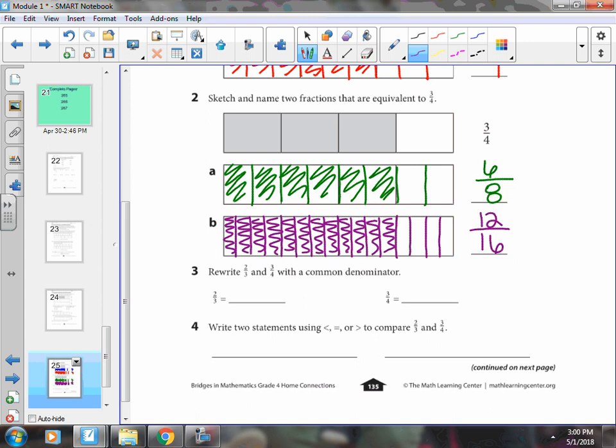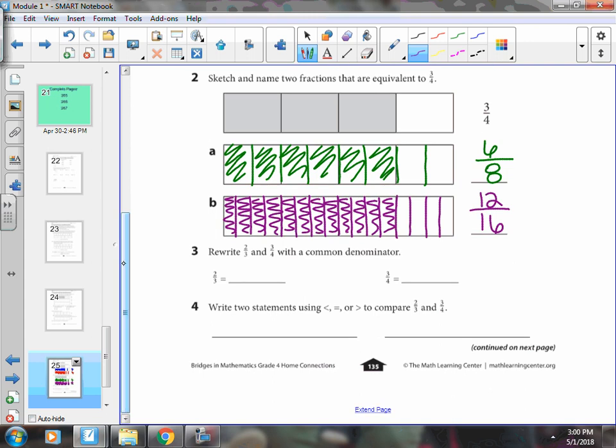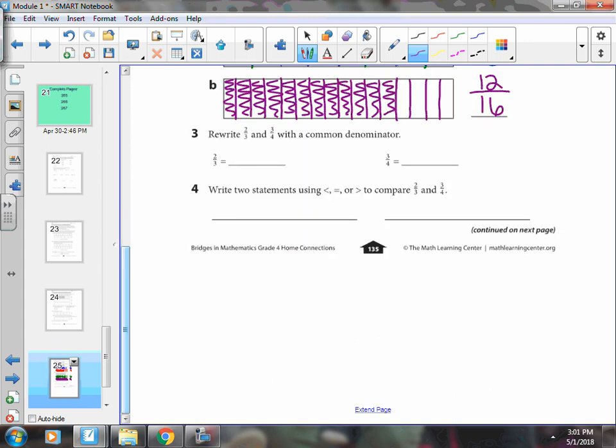Rewrite 2/3 and 3/4 with a common denominator. Common means the same, right? What do you have in common with your friend? What do you have the same as your friend? So I see 2/3 and 3/4. I know I can make a 3 into 12, and I can make a 4 into 12. So that would be my suggestion.